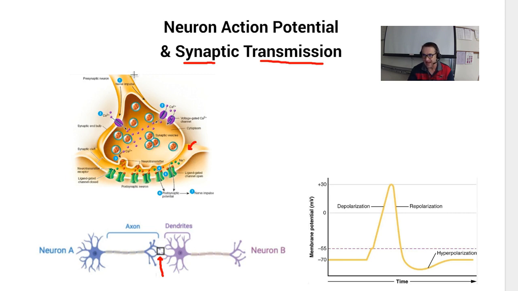So we've got to find a way. The action potential travels down the axon into the synaptic end bulb, and then that neuron needs to pass the message or the impulse to the postsynaptic neuron, but it's got to cross that space. So this is where we're going to be using neurotransmitters.